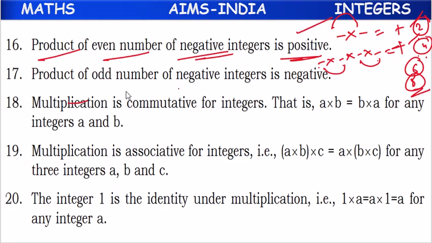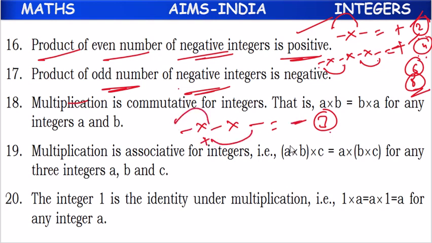Or if we multiply an odd number of times, minus into minus 3 times, minus into minus is plus, plus into minus is minus, then the negative sign will come. It means if negative integers are multiplied an odd number of times, then a negative integer only will come.